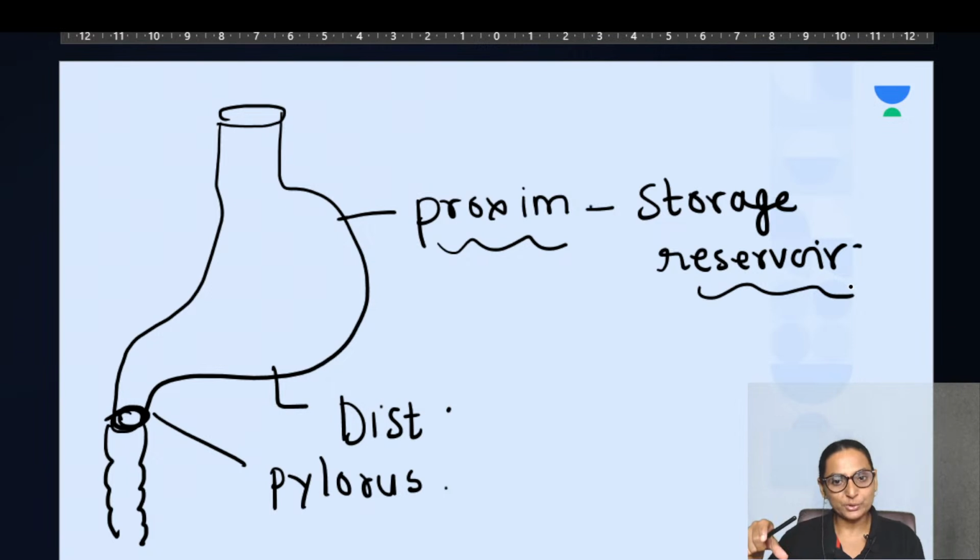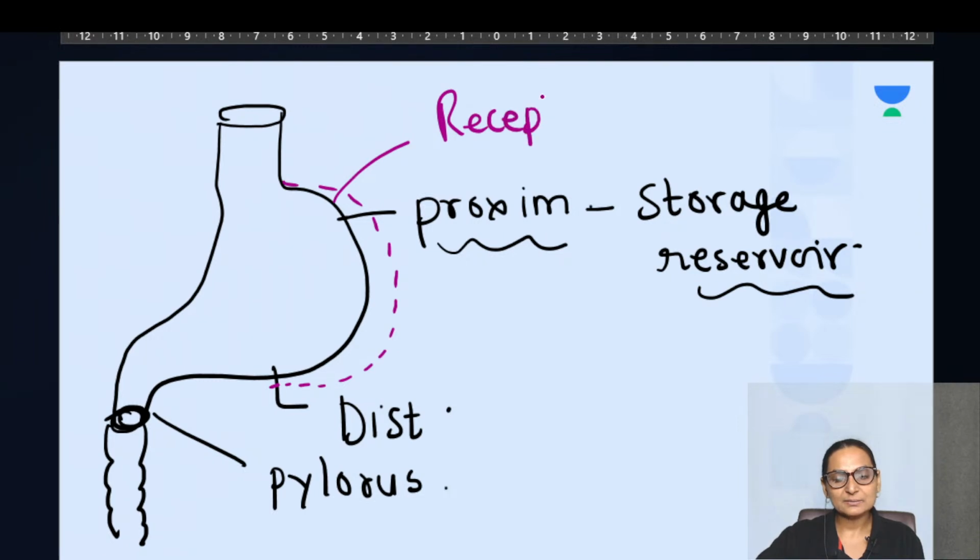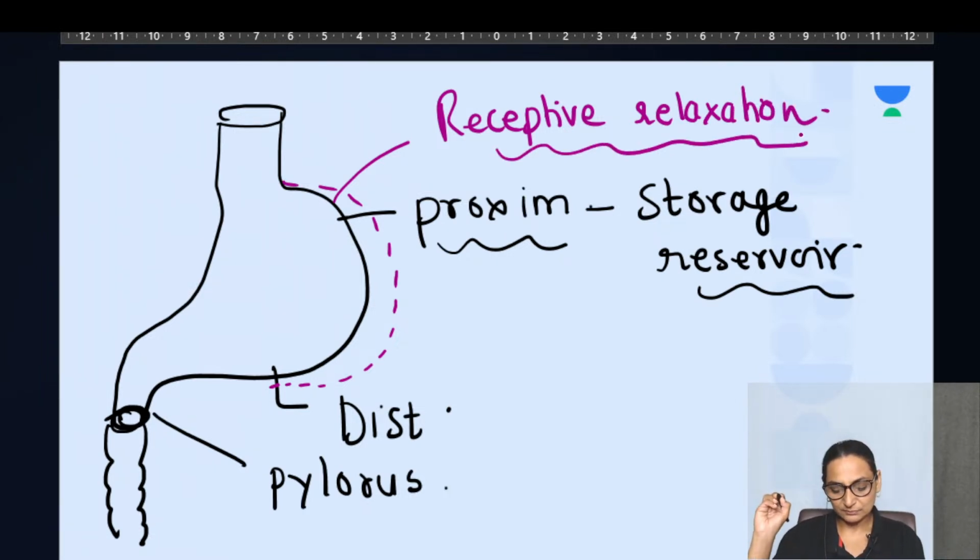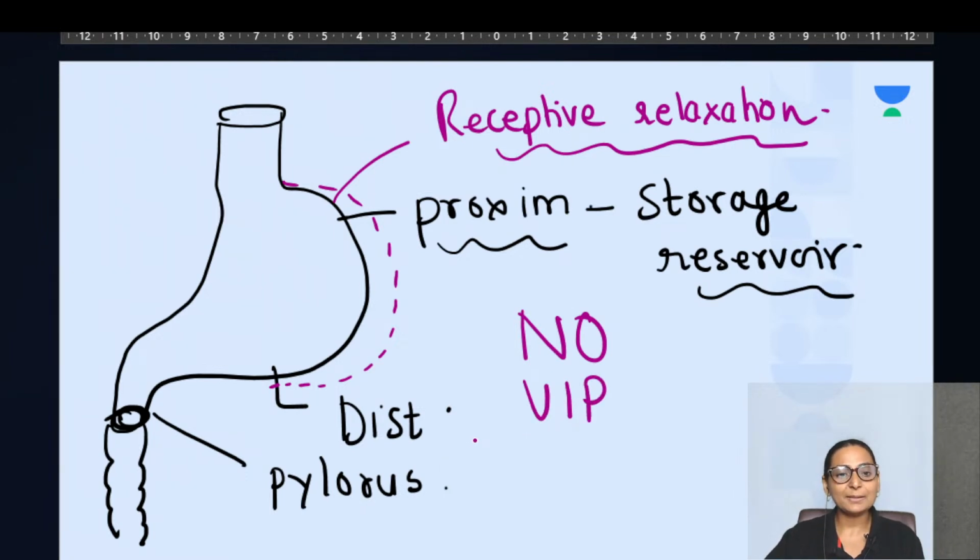As soon as we eat food, what will happen? There will be something which is called receptive relaxation. Receptive relaxation. That means it can allow a large amount of food to be accumulated without increasing pressure. This is brought about by nitric oxide, by VIP, and obviously by vagus.